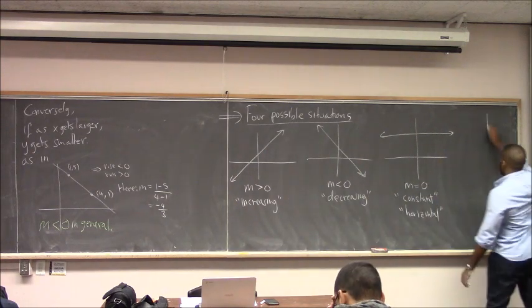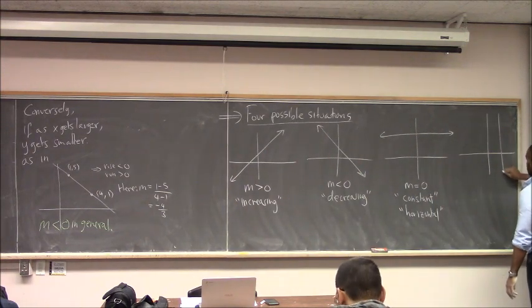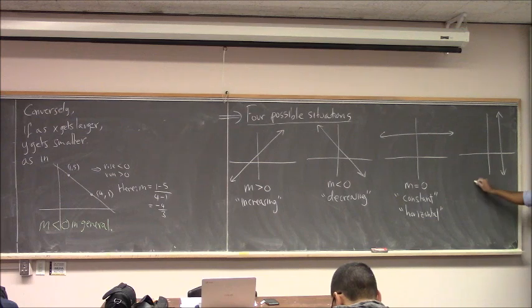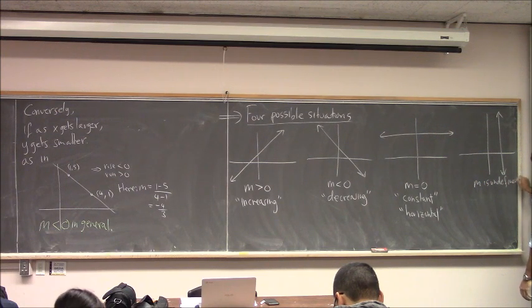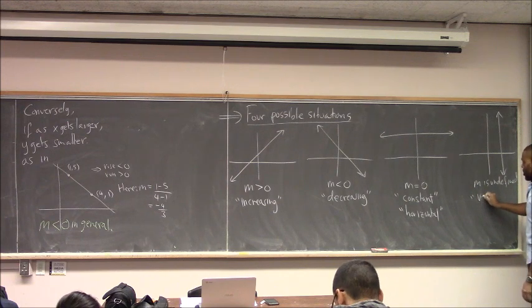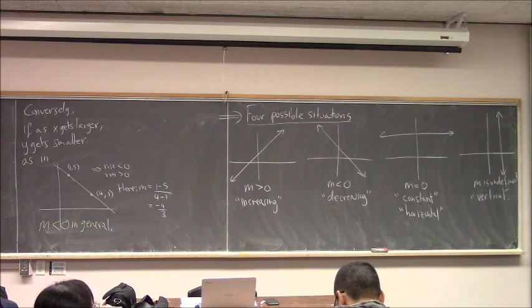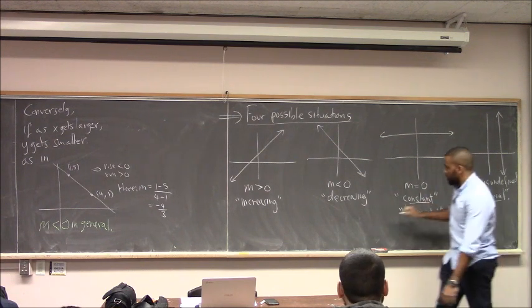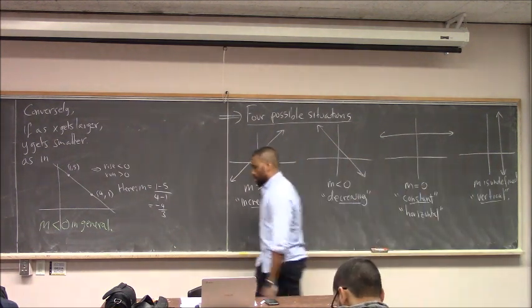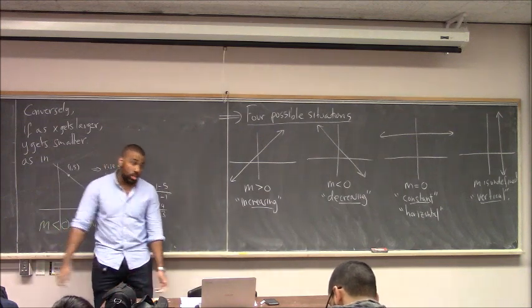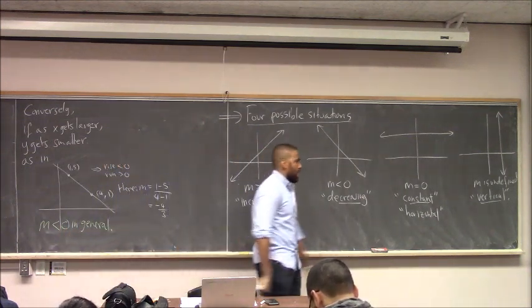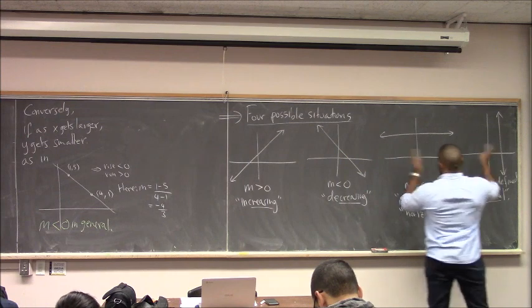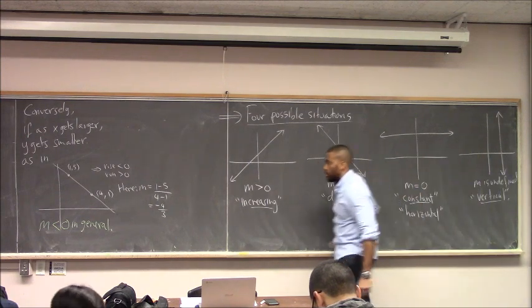And the last situation is this situation. Here, m is undefined. And such a line is called vertical. So these phrases refer to specific kinds of lines. So if I tell you we have an increasing line, or a decreasing line, or a constant line, or a vertical line, I'm describing one of these situations.